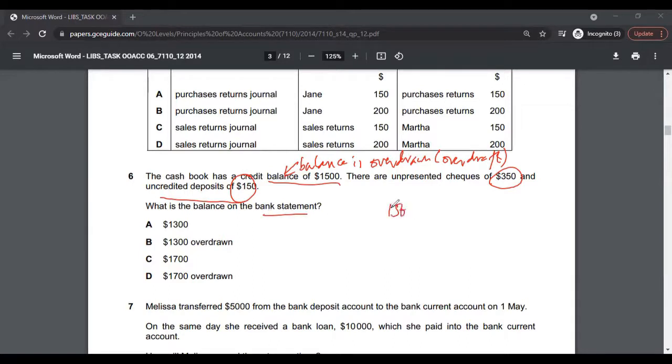So you will start with $1,500 minus the unpresented checks of $350 and then add the uncredited deposits of $150. If you do the maths, $1,500 minus $350 plus $150 should come to $1,300. Because it's an overdrawn balance, this would be on the credit side. So the answer to multiple choice 6 is option B, $1,300 overdrawn.